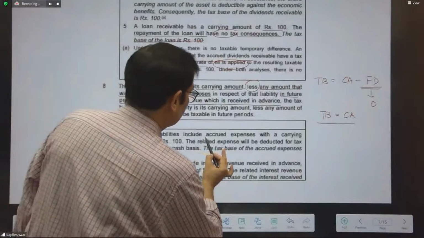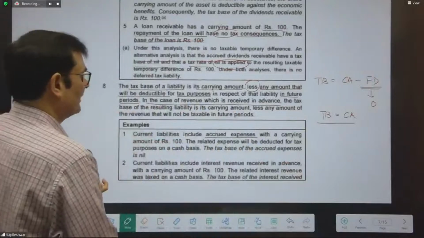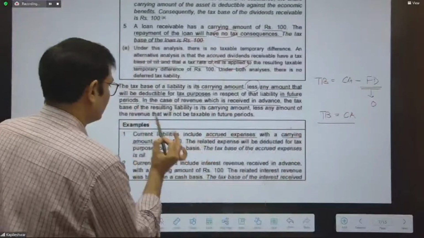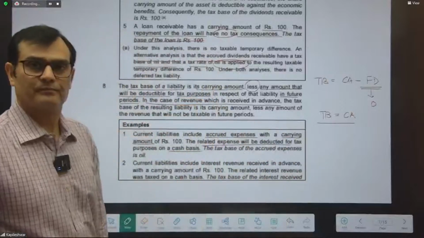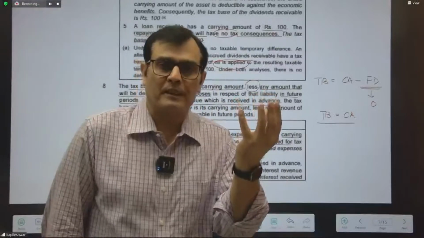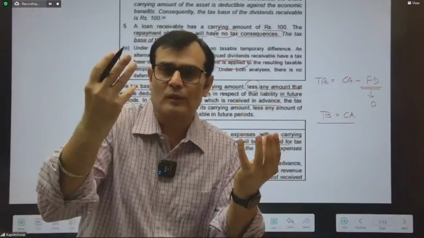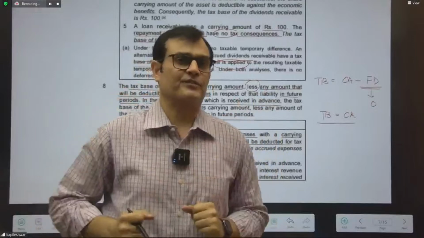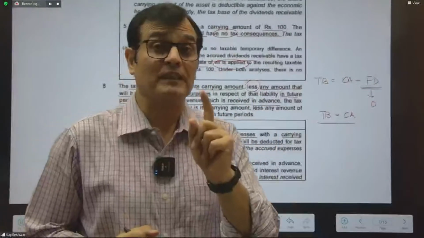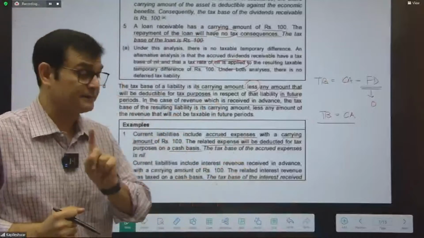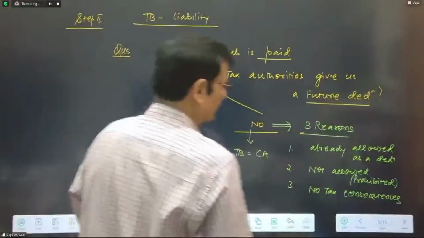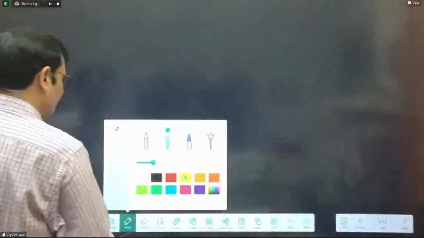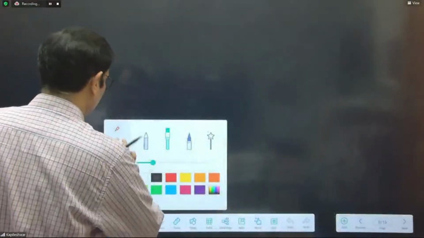It says current liability includes accrued expense with a carrying amount of 100. The related expense will be deductible on cash basis. When you pay the accrued expense, will the income tax authority give you a deduction? Yes, because it is being allowed on a cash basis under the Tax Act. So let's do one thing. Let's simultaneously make a chart. Let's consider another chart at this stage for the tax base of a liability. So let's make this chart.